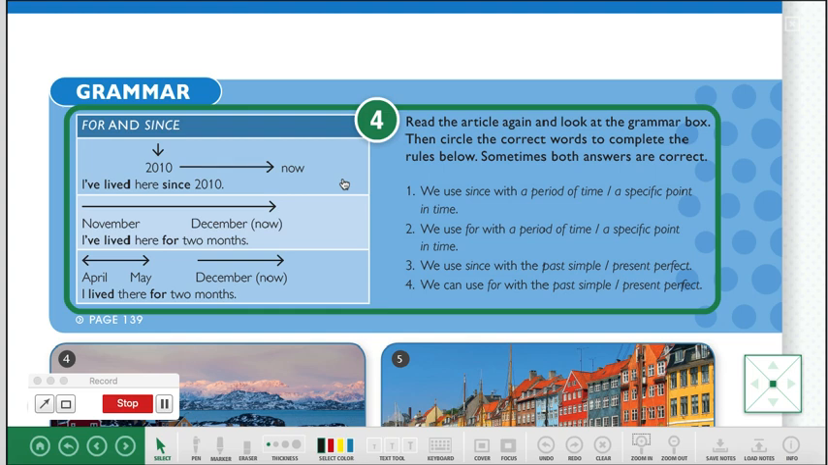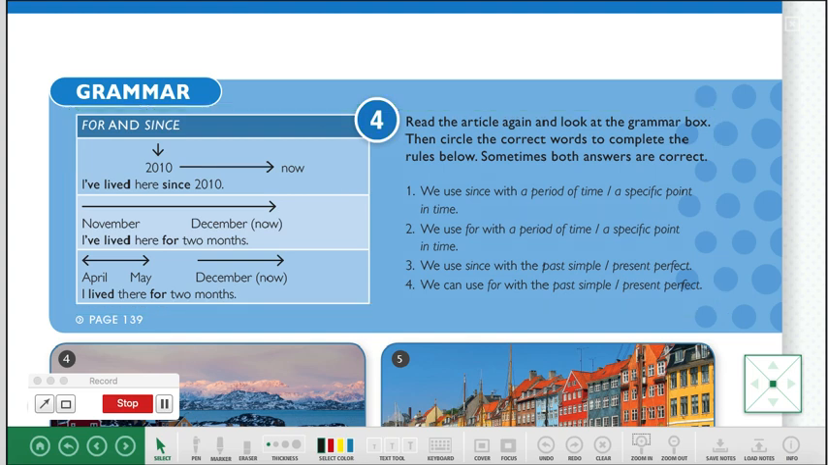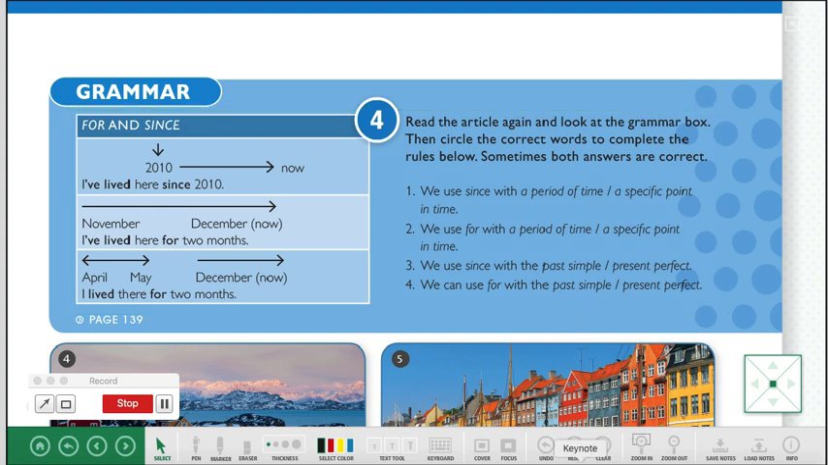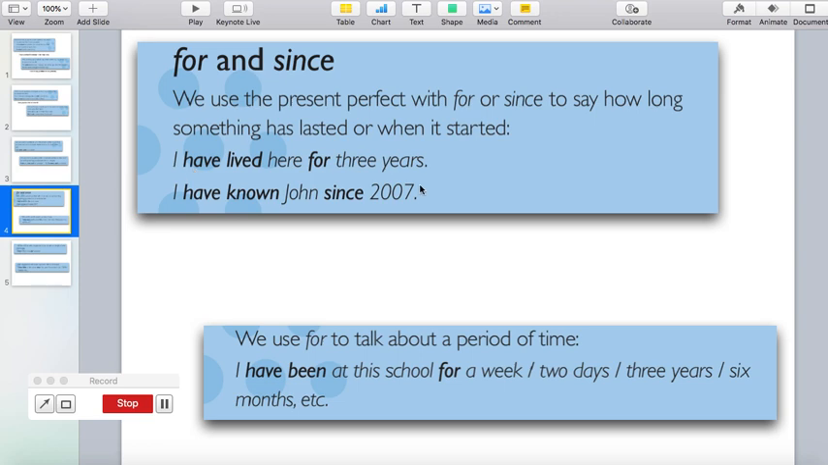here in exercise 4 we have the grammar. The grammar this time is really easy. It is only about the words for and since. Those words were seen in level 1, but we are going to see them one more time. Here we have some information. For example, we use the present perfect with for or since to say how long something has lasted or when it started. Here we have 2 examples.